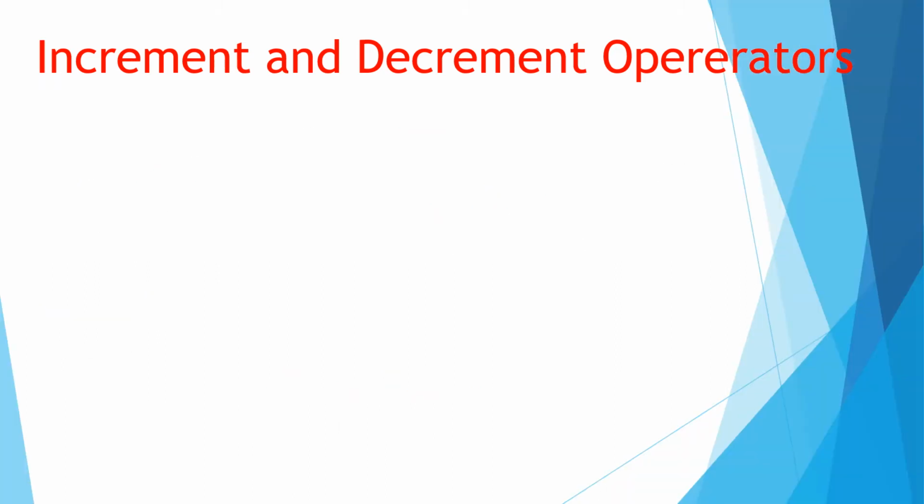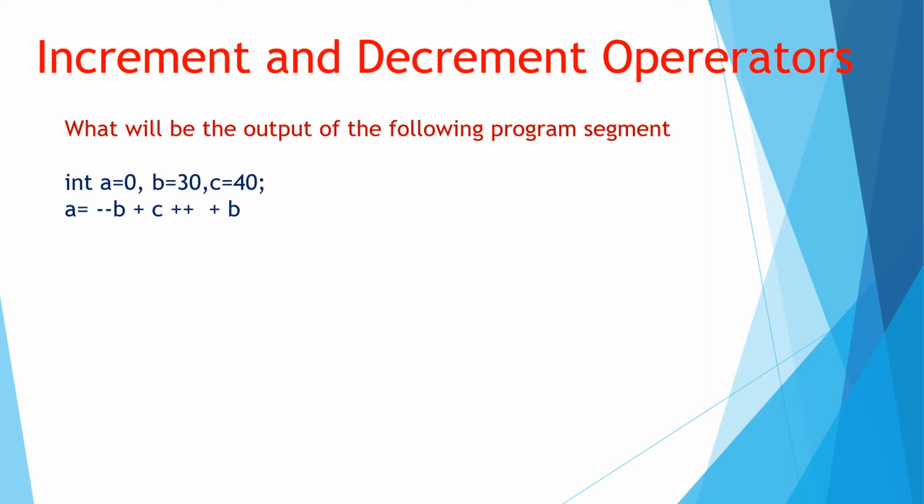Some more questions we can discuss which were asked in the board exam. What will be the output of the following program segment? int A is 0, B is 30, C is 40. So question is A is equal to minus minus B plus C plus plus plus B. So here we can see the first one, A is equal to minus minus B. Minus minus B means prefix. So first change the value. B was 30. So minus minus B means 30 minus 1, it is 29. And then use in the expression.